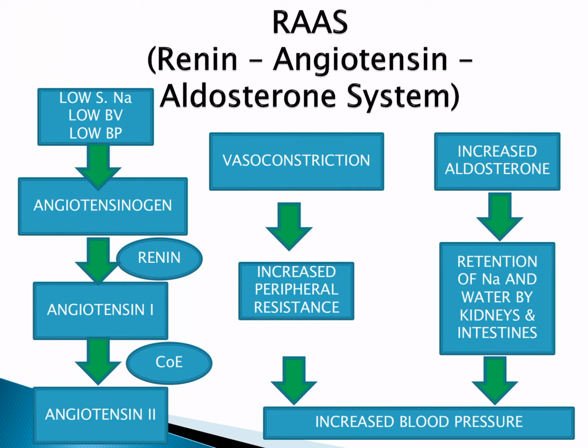Another mechanism of your angiotensin 2 is it increases your aldosterone. The action of your aldosterone, when increased, is retention of sodium and water by kidneys and intestine. So your body inhibits the excretion of water. It retains water in the body, and if the water is retained in the body, it would increase your blood volume. When the blood volume is increased, it would cause increased blood pressure.